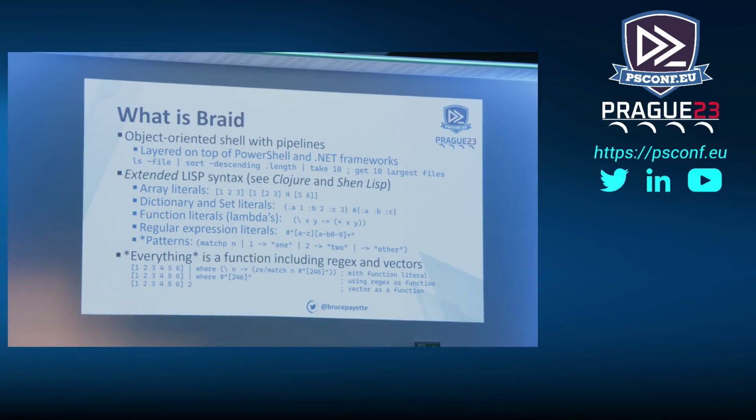And then it has patterns. If you can see the line there, match P is kind of like switch. The clauses are separated by pipe symbols. The argument to the left of the arrow is the value to match, and the argument on the right of the arrow is the value to return. We'll look at that in more detail.